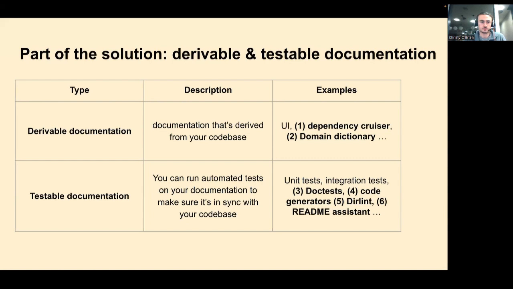Another is Dependency Cruiser. It's a library that I'm going to showcase to you later in the talk. And then another example is Domain Dictionary, which is actually the tool that I'm working on, that I'll also tell you more about later. So that's derivable documentation. You configure it, and then it's always in sync with your code base, right?